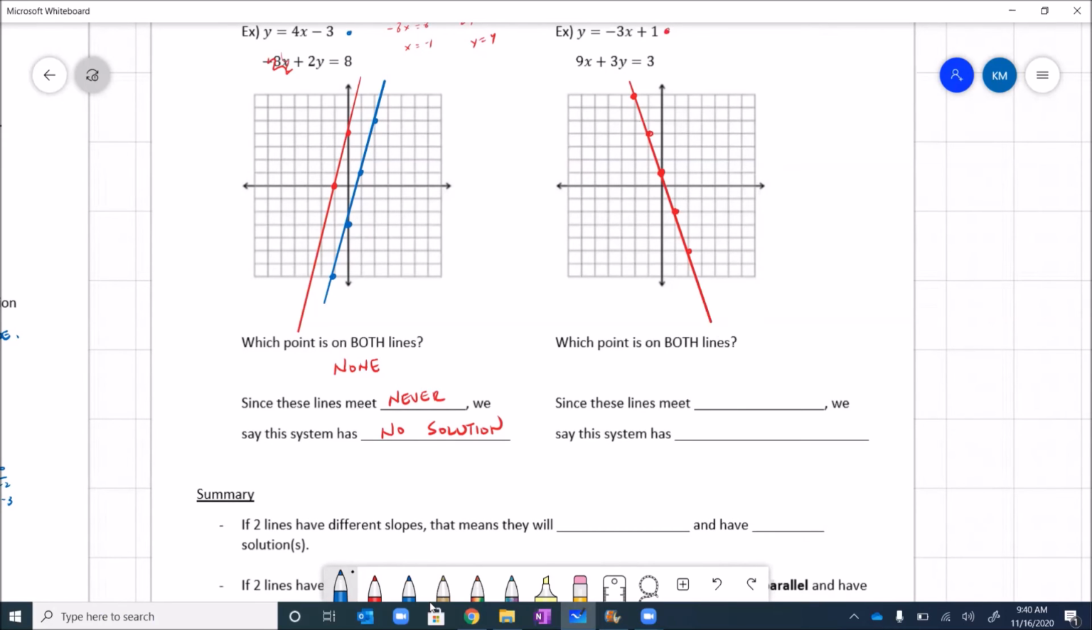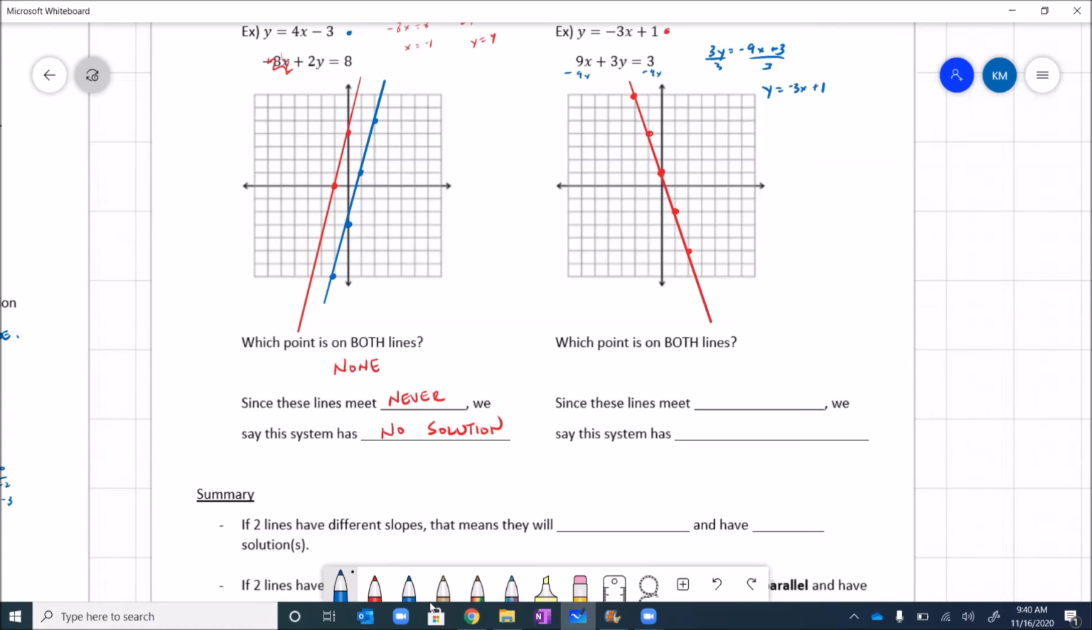All right, and so for my blue line, this is in standard form, but this is going to give me a fraction as an intercept, and so I don't want to use that. I'm going to put it in slope-intercept form. Subtract 9x from both sides. I get 3y equals -9x plus 3. Divide by 3. And I get y equals -3x plus 1.